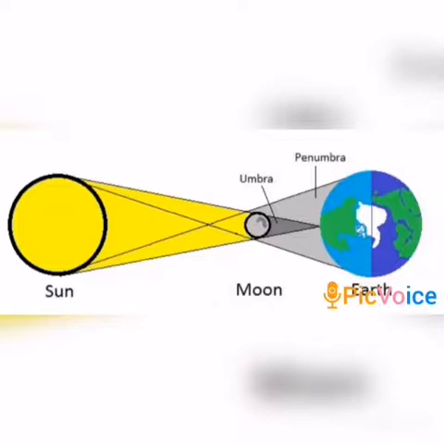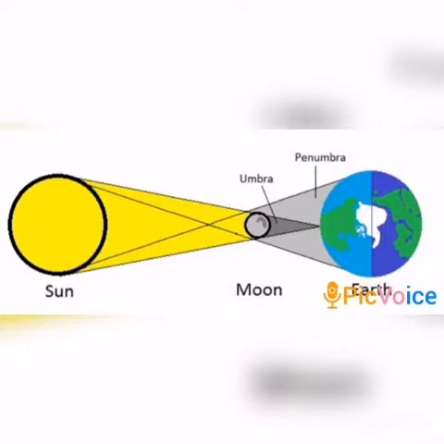Okay, a total solar eclipse can be seen only from a small part of the earth. During a total solar eclipse, the sky becomes as dark as night. Okay, next, the people in the area of the penumbra see a partial solar eclipse. A partial solar eclipse occurs when the sun, the moon and the earth are not exactly in a straight line.